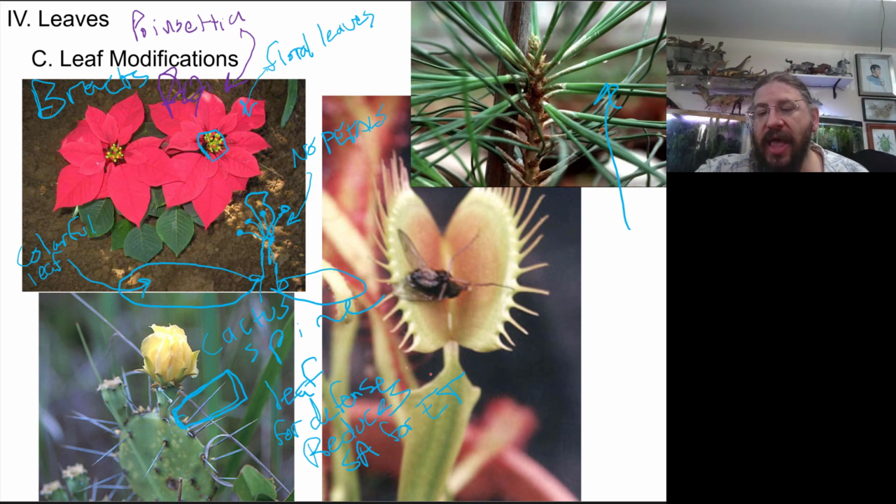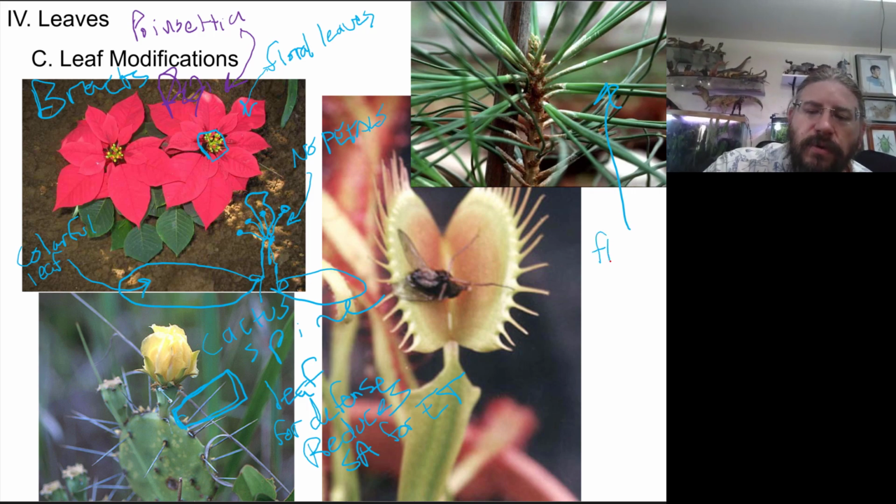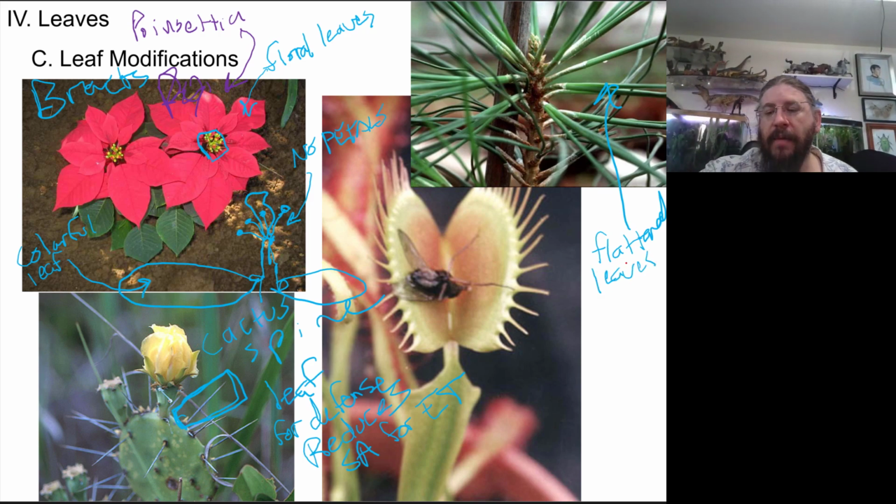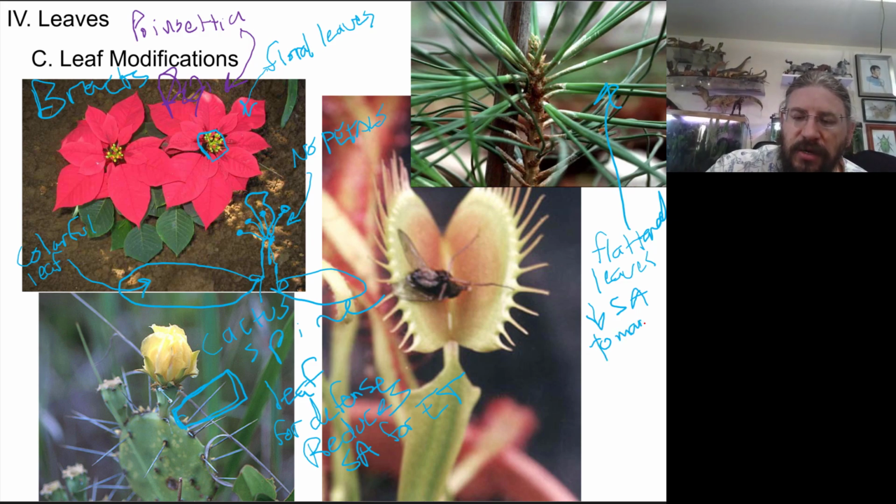Okay, pine needles. Basically, similar idea. They are reduced surface area. They're actually flattened leaves if you look at pine needles, which is kind of neat. And again, they have a reduced surface area to manage evapotranspiration, to manage water regulation. So that's pretty cool.